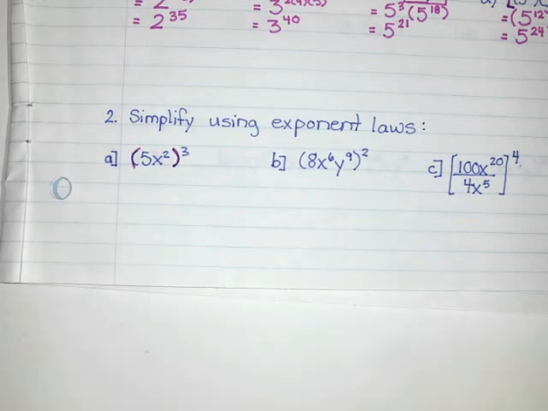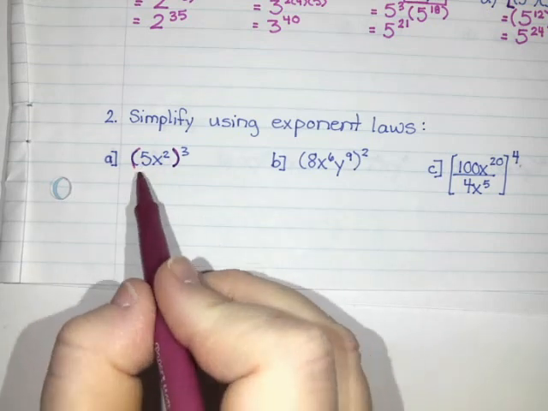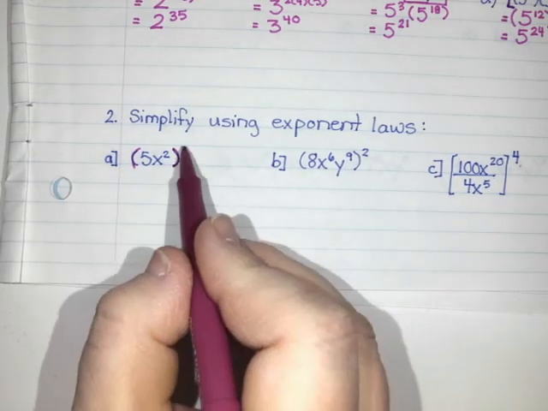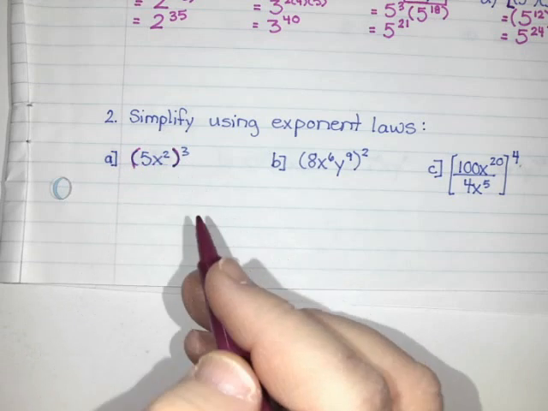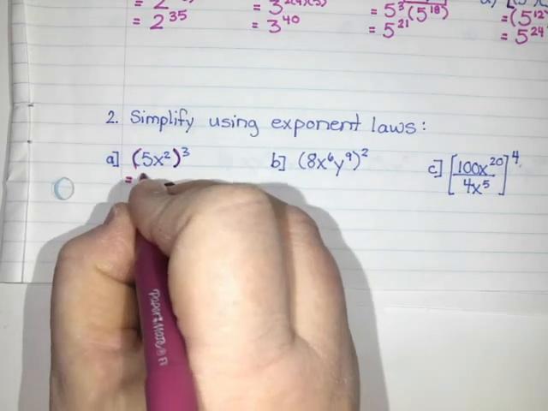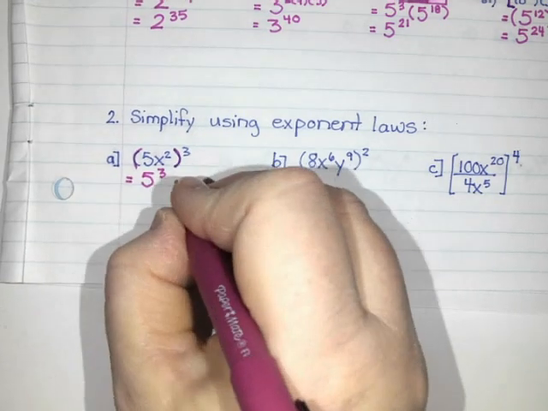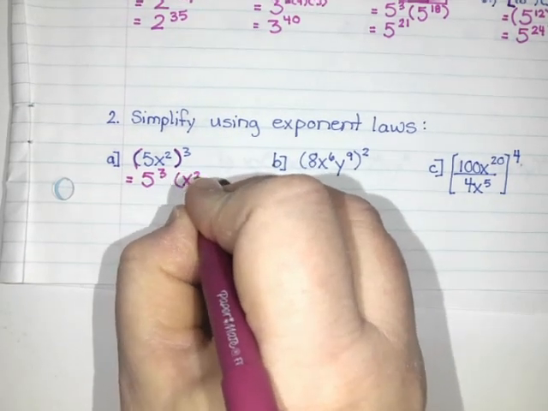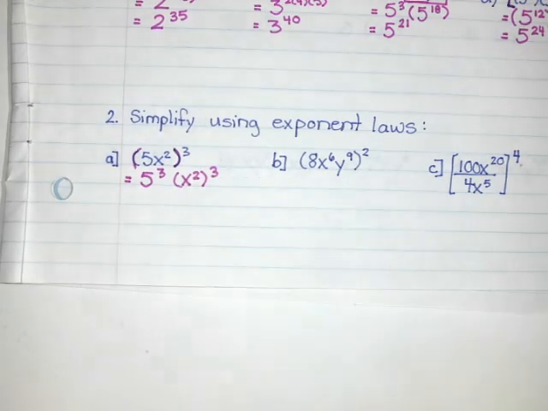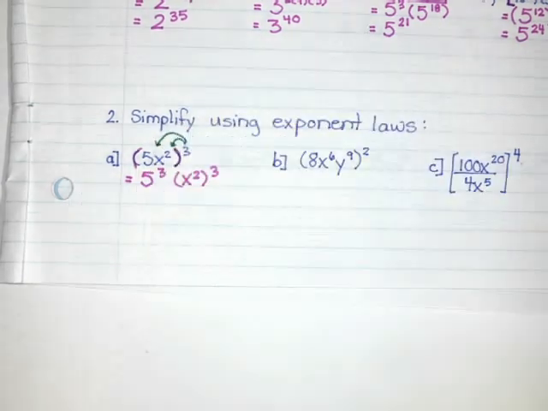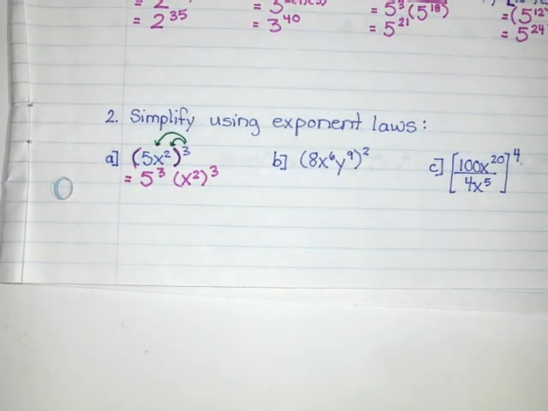Now inside the bracket I have 5x squared, and it's just one term, and there's really nothing to do inside of that bracket. But that power of 3 belongs to everything inside that bracket, which means it belongs to the 5. So 5 is to the power of 3, and it also belongs to the x squared. So x squared is also to the power of 3. It's kind of like doing distribution that we learned way back when we were doing algebra, that everybody gets a power of 3. It belongs to all of the terms in the bracket.